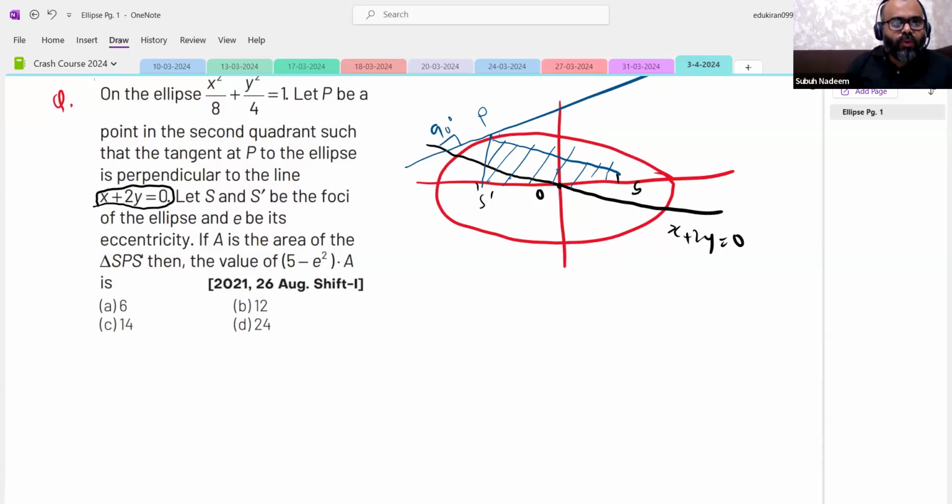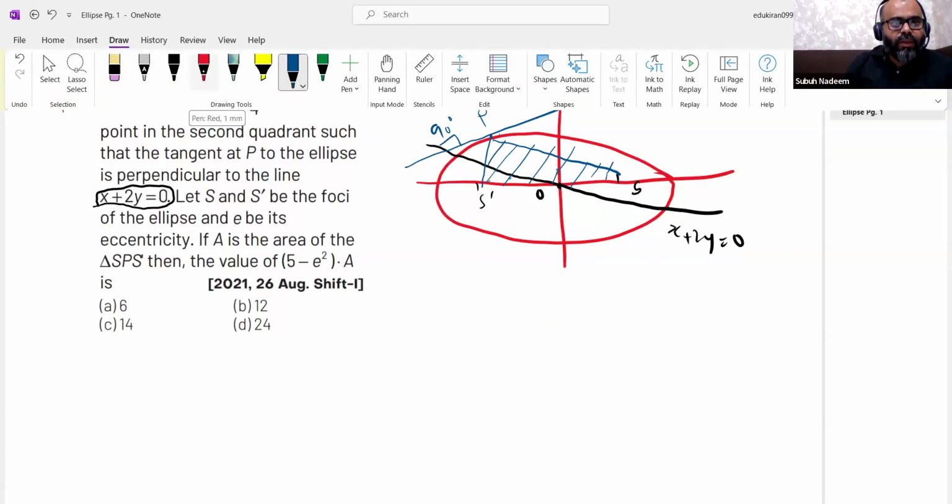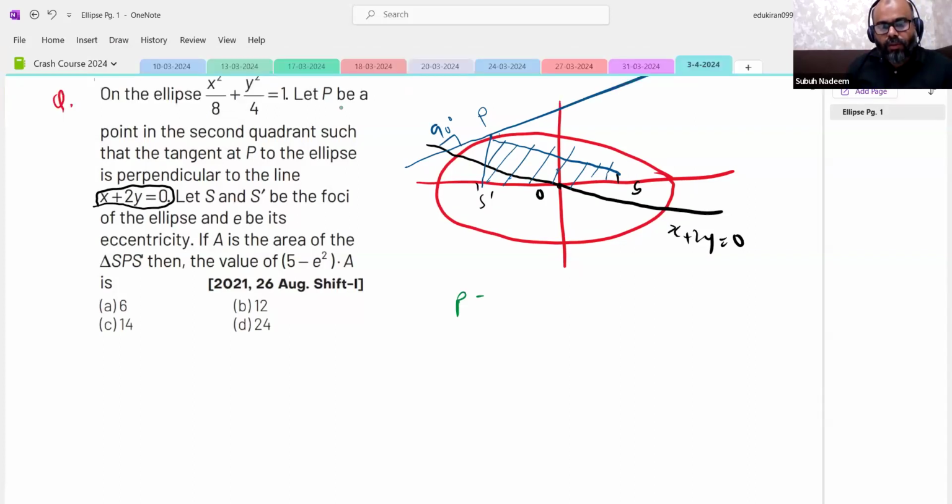So let us take this point again in parametric form. This point P is, suppose, (2 root 2 cos theta, 2 sin theta), because it is x square by 8, which is (2 root 2) square, plus y square by b square, that is 2 square, equal to 1. So (2 root 2 cos theta, 2 sin theta) is the point P.